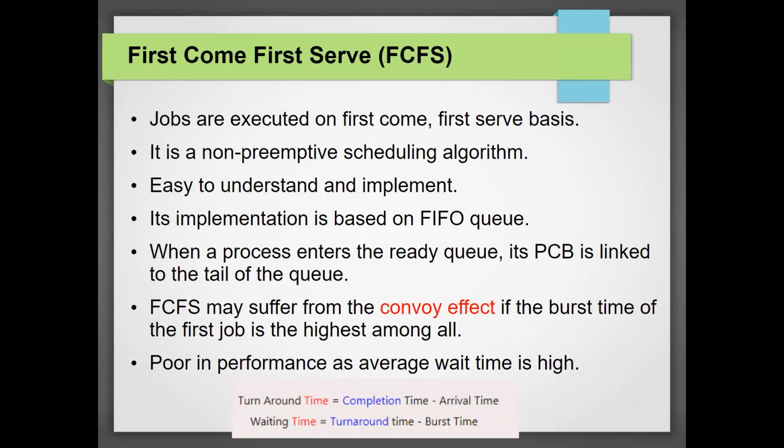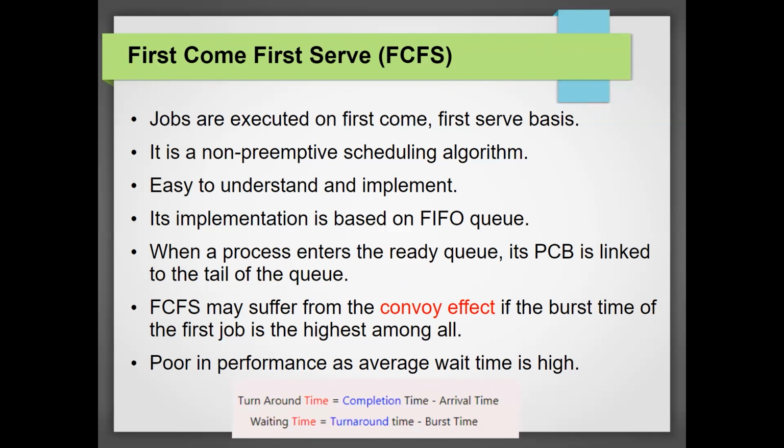The first scheduling algorithm we are going to see here is the first come first serve algorithm. In the first come first serve algorithm, the processes are executed in a first come first serve manner, which means the process that comes into the ready queue first will get the CPU first. It's a non-preemptive scheduling algorithm and it's easy to implement. The concept behind it is a FIFO queue, first in first out queue. When a new process enters the ready queue, its PCB is linked to the tail of the queue. We all know that PCB stands for process control block, and it stores all the information about the particular process, like process ID, burst time, arrival time.